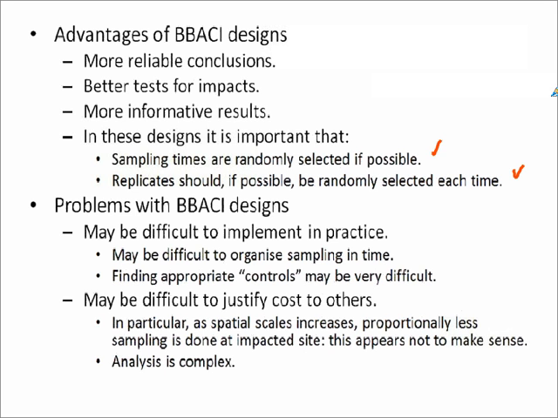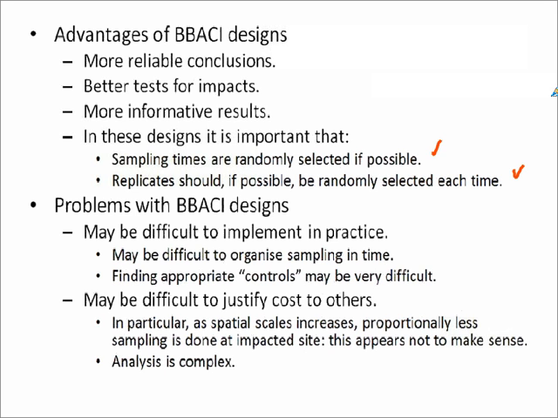Obviously, we're increasing the amount of sampling that must be done, and increasing the number of controls makes it more difficult to find appropriate and representative controls. So they're practical issues. And there's also issues involved in justifying the cost, because again, you're increasing the sampling. And the more sampling that's done, the more the cost increases. From going from a design with one impact and one control to one impact and two controls, you're obviously increasing the sampling effort by a full 50%. So that's going to have a significant effect on the budget.